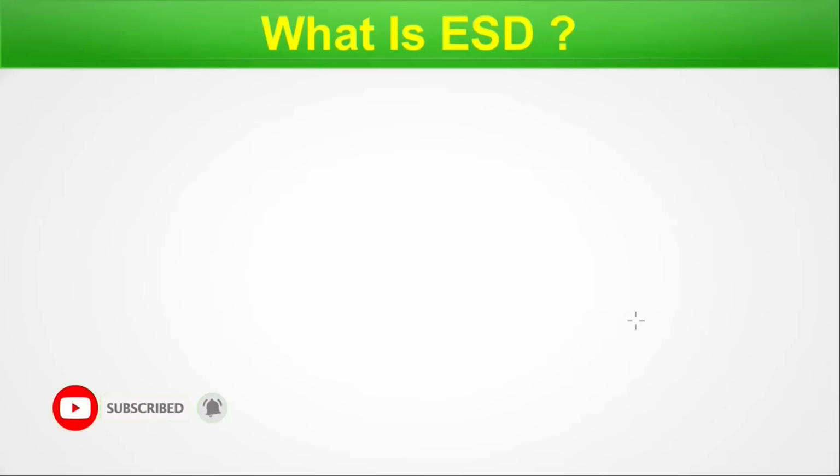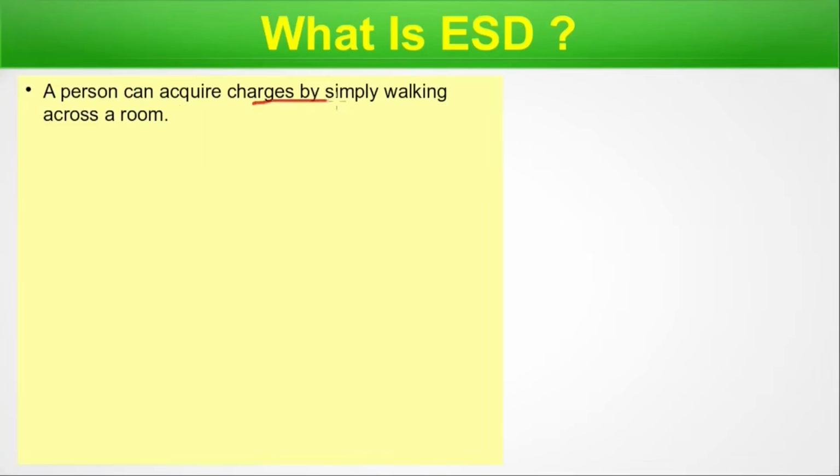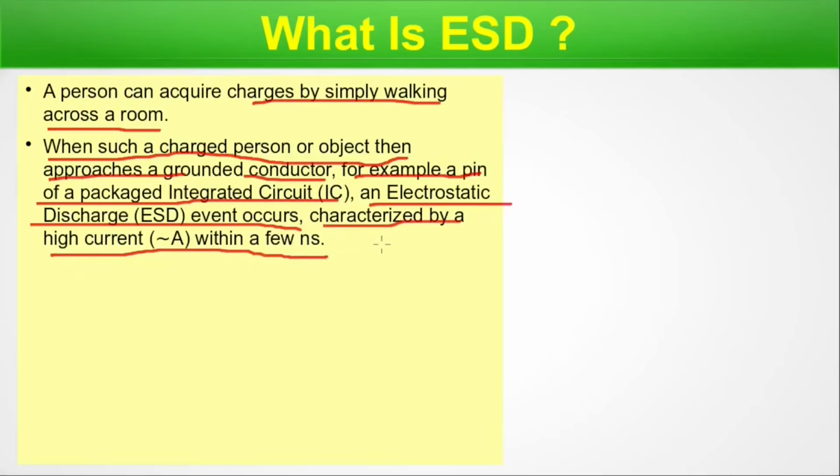Here we are still continuing on the topic of what is ESD, and let us go to the next point. A person can acquire charge by simply walking inside a room. Now this is very dangerous. Even when you are walking inside a room with the objects around you, you can get charged electrostatically. When such a charged person or object approaches a grounded conductor, for example a pin of a packaged integrated circuit, that is IC, an electrostatic discharge event can occur. This is characterized by high current in the order of amperes within a few nanoseconds.